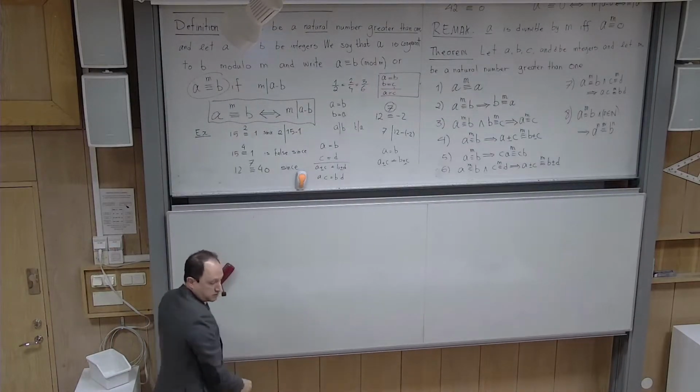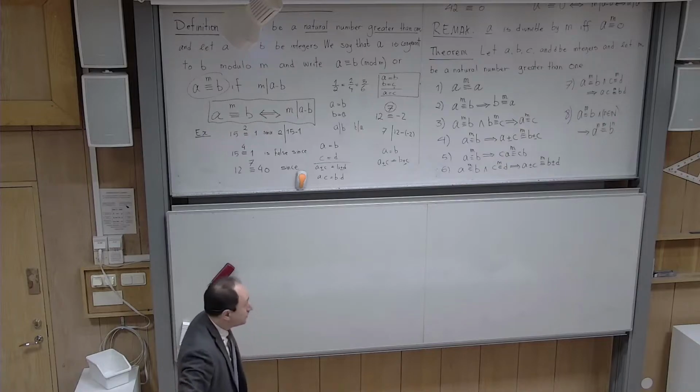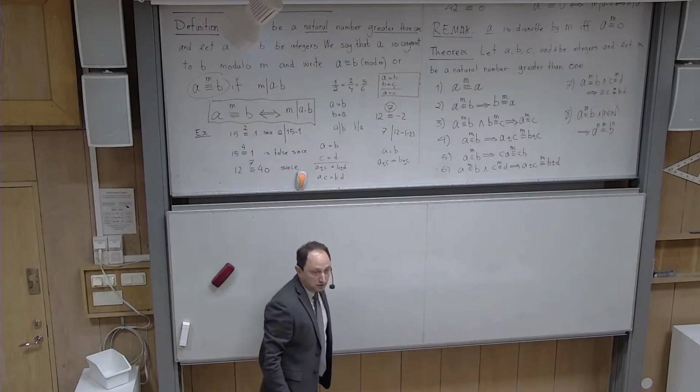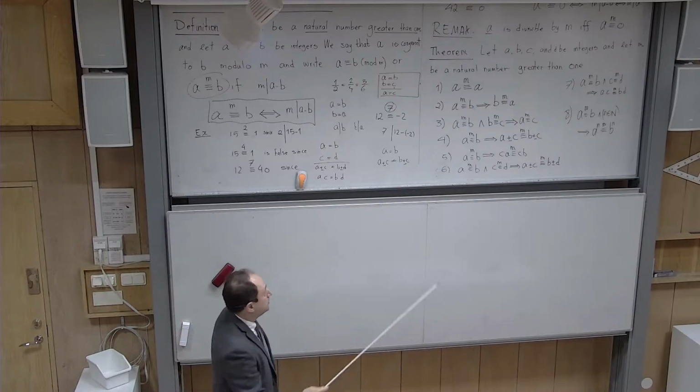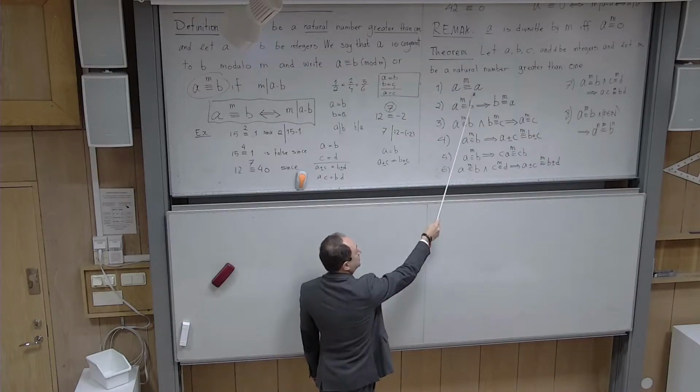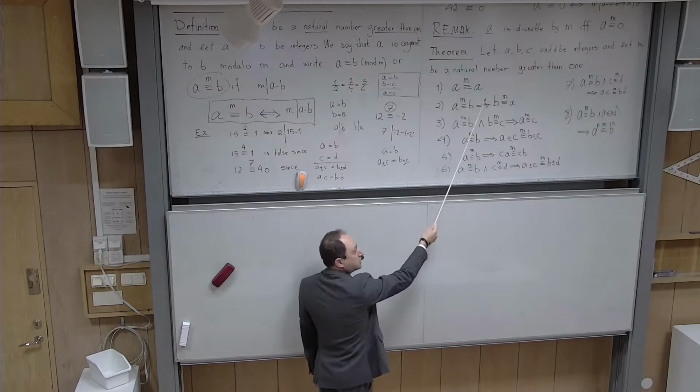Okay, so let us try to discuss together. For example, let us understand this. Do you agree that A is congruent to A? Why is that? Because whenever you want to check if this is true or false, what you need to do is write the number on the left minus the number on the right, and then check if this difference is divisible by the modulus. In this case it is, yes?